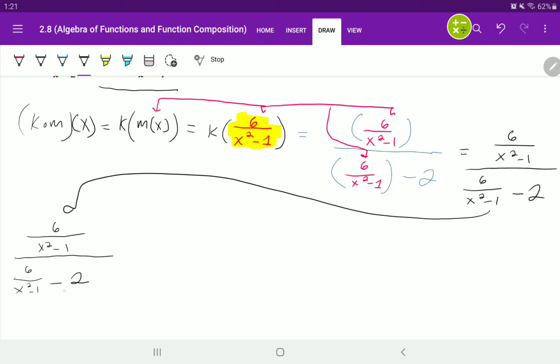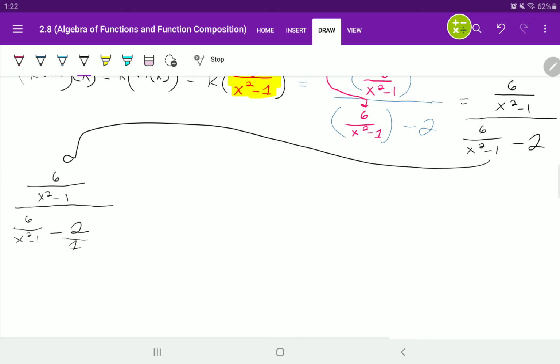Now I'm going to write 2 as a fraction, 2 over 1. And when I subtract fractions, they must have the same denominator. Let me write it a little bit better, by the way. 6 over x squared minus 1 minus 2 over 1. They must have the same denominators. So the LCD for my denominator is going to be x squared minus 1.